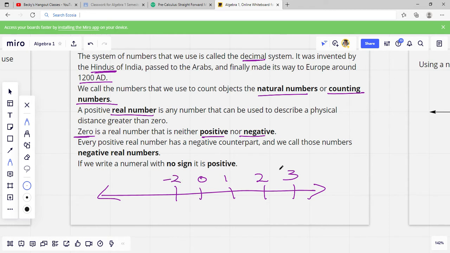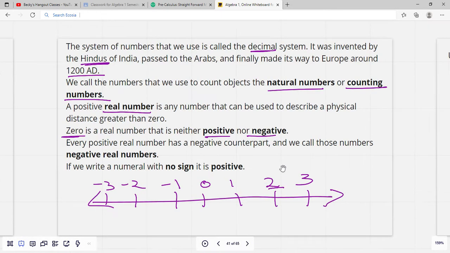So, a positive 1 has a negative 1. Positive 2 has a negative 2. Positive 3 has a negative 3. And those are called negative real numbers. And if we write a numeral with no sign, it's positive.